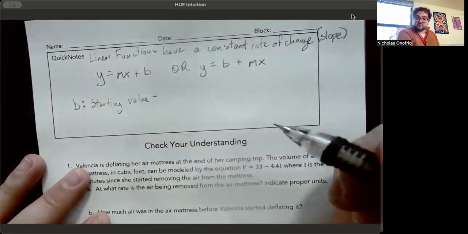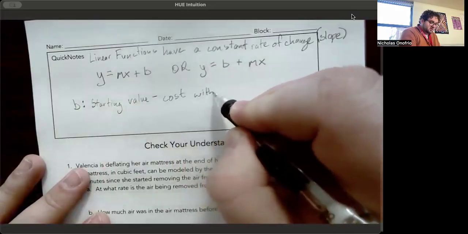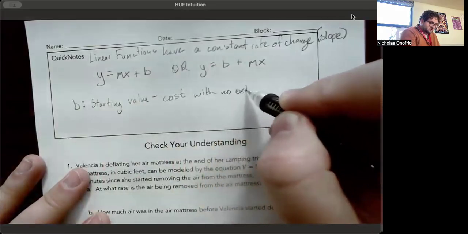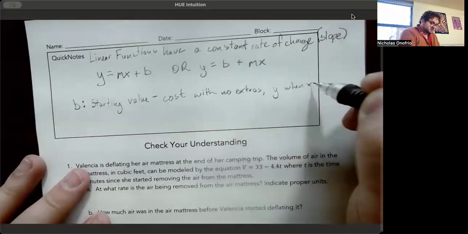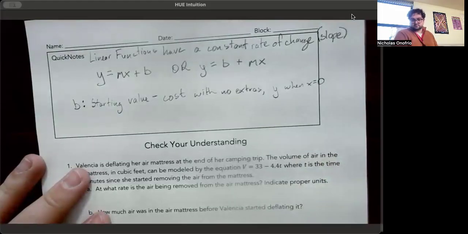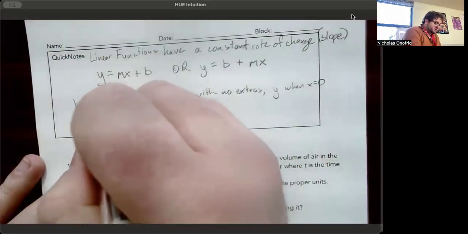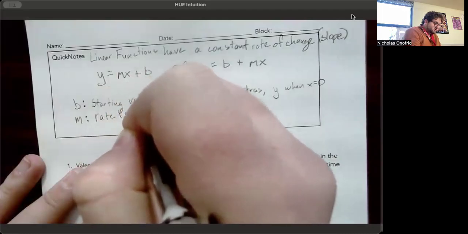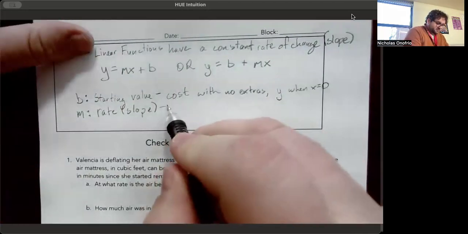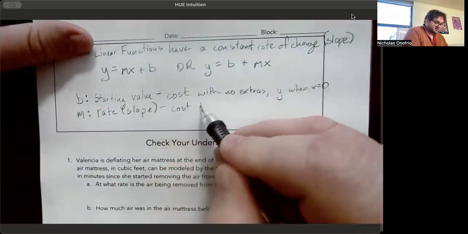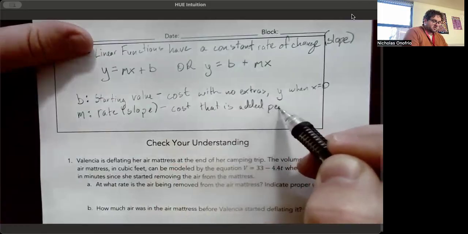In the context we're going to be using it tomorrow, this is our cost with no extras, or it's our y when x is 0. M is your rate or your slope. Putting it in a real world context, M is a cost that is added per use.